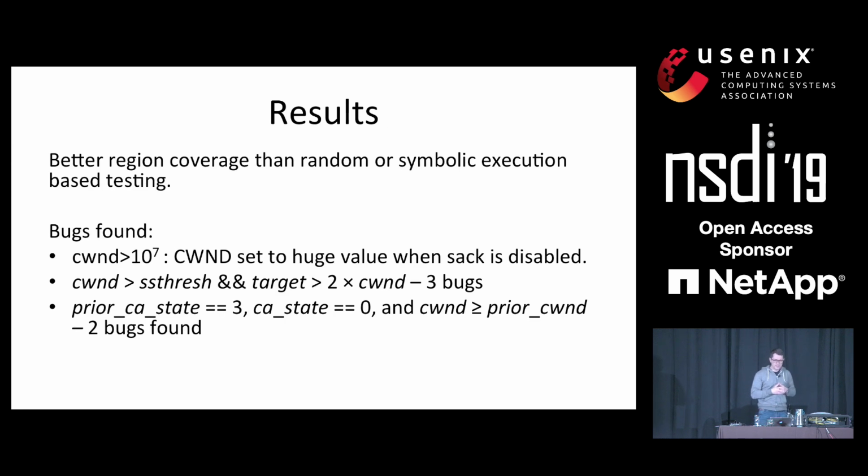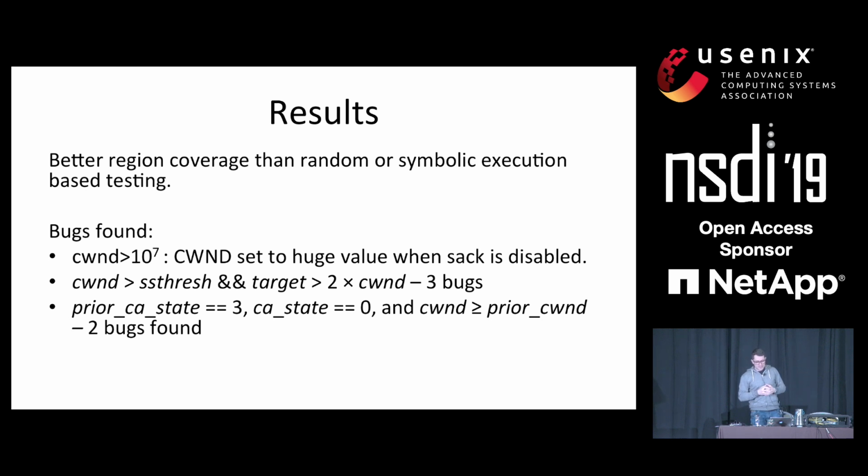Basically, they show that they cover the state space for congestion control algorithms much better than symbolic execution. Symbolic execution in particular does really, really badly in this example because congestion control works on a lot of data, and symbolic execution chokes when you have many paths. And pure random testing without any feedback also does badly. And they found quite a number of cool bugs for these three properties they checked.